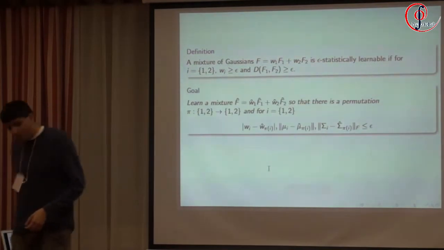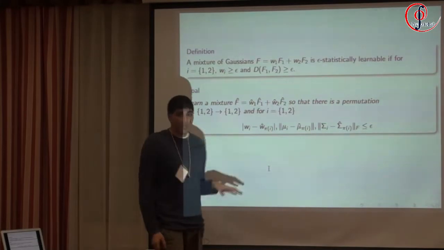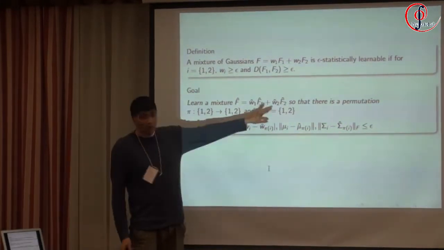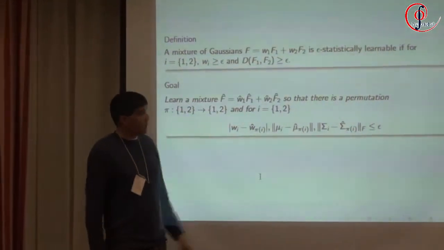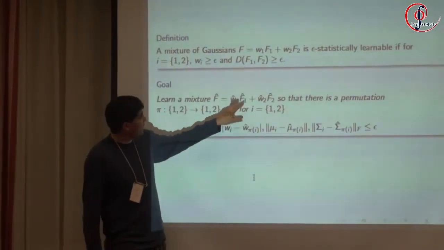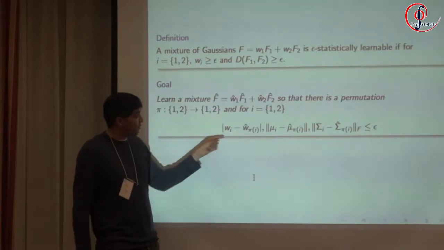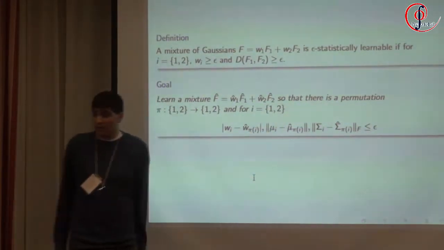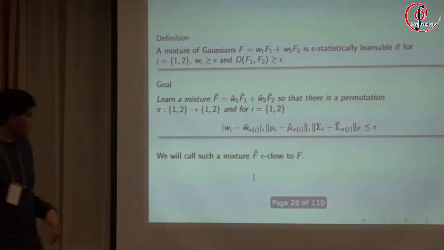In fact, our goal will be to learn this mixture on a component-by-component basis. So we want to learn another mixture of two Gaussians. Now we don't know which one corresponds to component 1 and which one corresponds to component 2, but we want what we've learned to have a matching to the true mixture, so that across this matching you get the mixing weights right, you get the means right, and you get the variances right, within some additive epsilon error. So that'll be the goal.